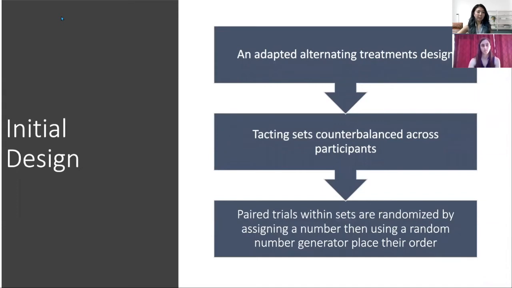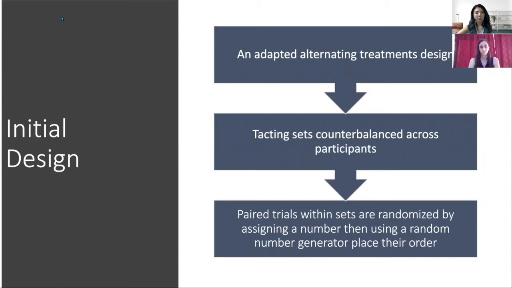In our initial design, we used an adapted alternating treatments design. We would alternate the order of our procedures run across the 3 procedures. Our tacting sets were also counterbalanced across participants. So if we tested the circle set using a mass trials procedure for one participant, then for another participant, we may use the circle set with expanding trials. Then if mass trials for a participant had their tacting numbers start with number 5, for example, then another participant would have their mass trials starting with the number 7.